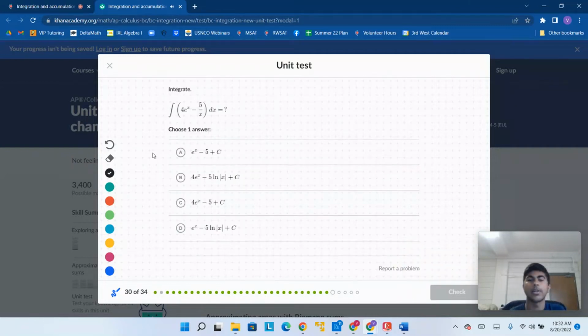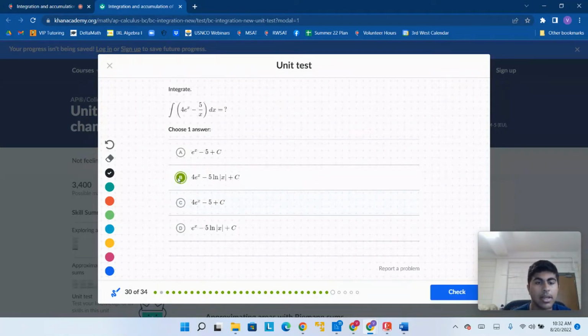Alright, we are asked to integrate e to the x. What's the antiderivative of that? Well, e to the x is going to become e to the x, which is going to become e to the x, and it's going to become the same thing forever. So we'll just stick with 4 e to the x.